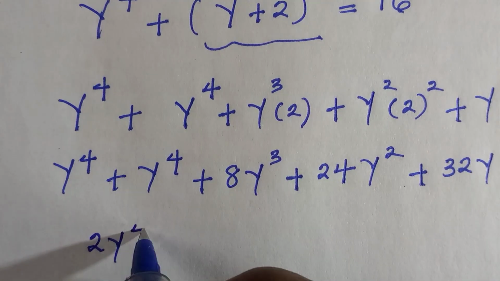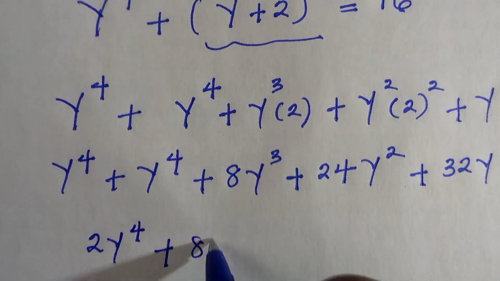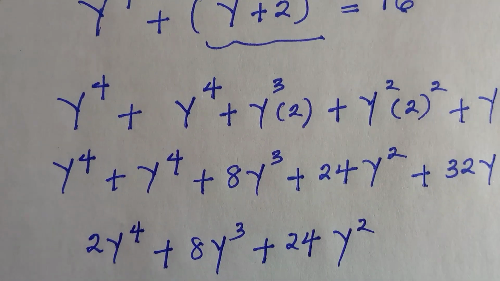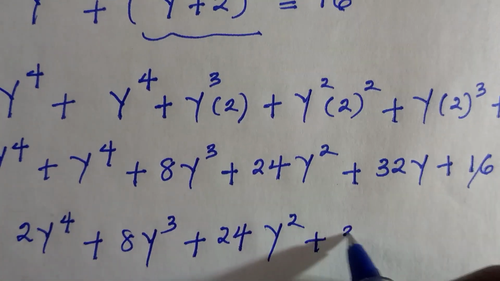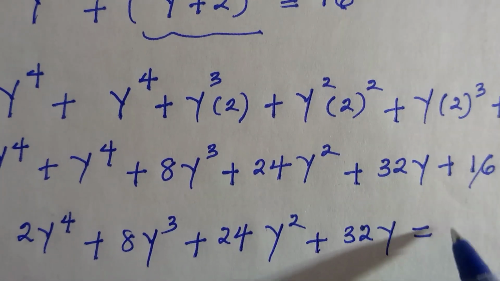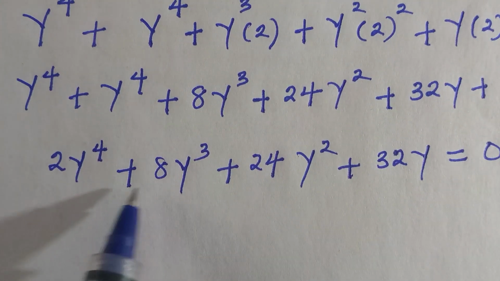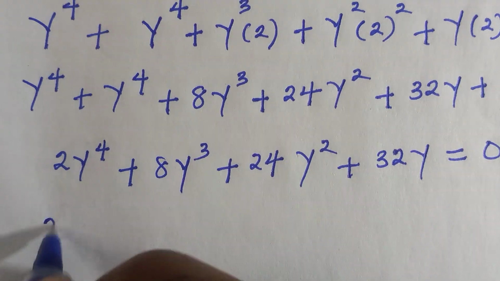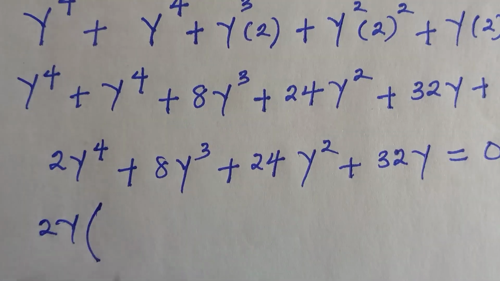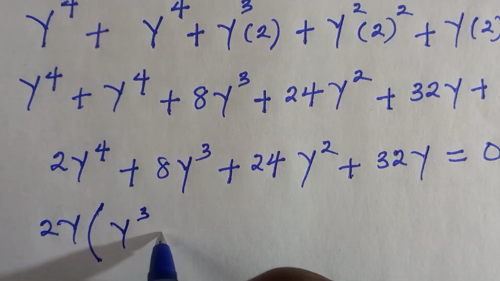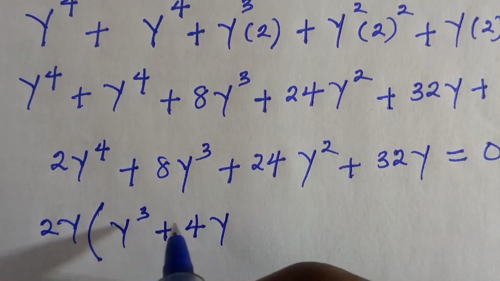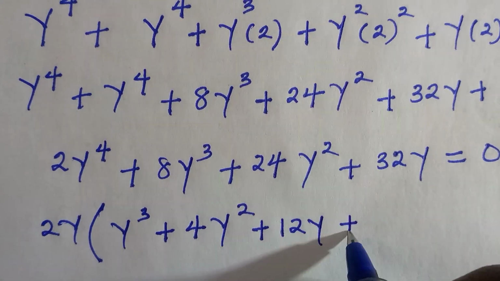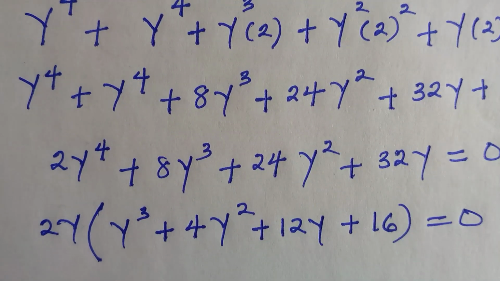If these two 16s cancel each other, and here is y^4 plus y^4, that is 2y^4 + 8y^3 + 24y^2 + 32y, everything equals 0. And 2 is common to all these terms, and y. If I take out 2y from here, we are going to have y^3 + 4y^2 + 12y + 16 equals 0.